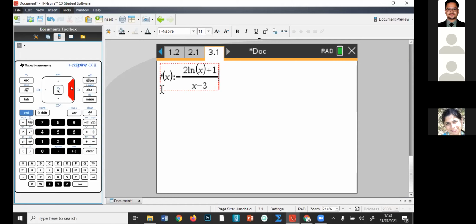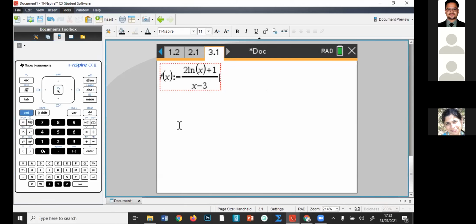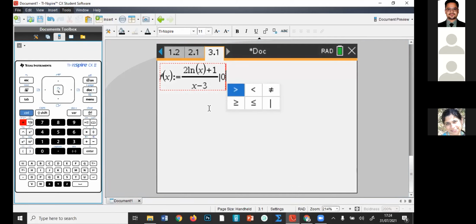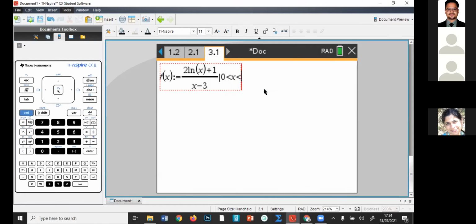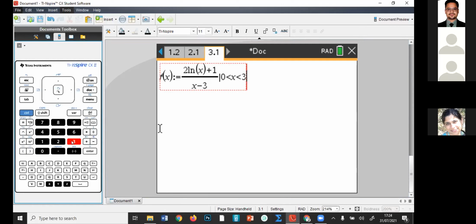Now I can just enter and define this, but there is a domain given that x lies between 0 and 3. To define the domain, go to the special symbols such that x is between 0 and 3. So 0, then the less than sign is here, and x. If you're using an emulator, you can use your keyboard also, but I like to use it from here. And I'm done.